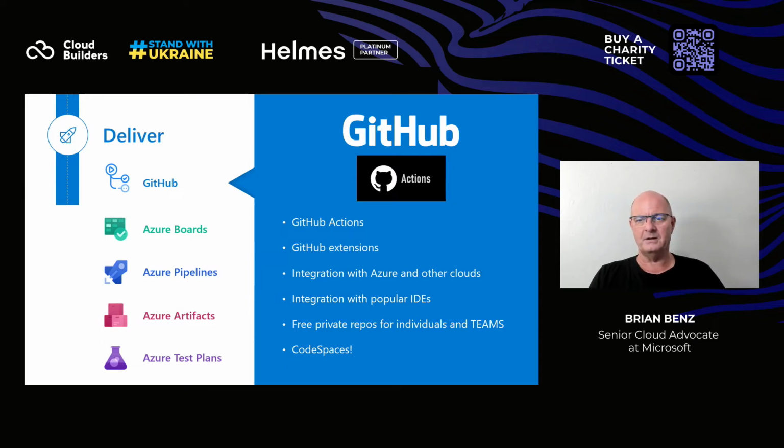These are third-party tools. They're not open source, but they're third-party tools that allow you to integrate with things. So pretty much any kind of software that you can imagine adding to your workflow for deployments can use GitHub extensions. We have integration with Azure and other clouds. I'm going to show Azure deployments today, but you can do the same thing with other clouds as well. And we have integration with popular IDEs, including IntelliJ, Eclipse, and of course, Visual Studio and Visual Studio Code.